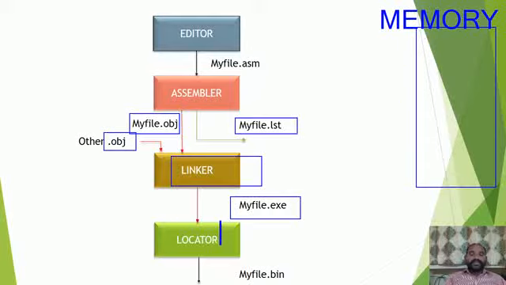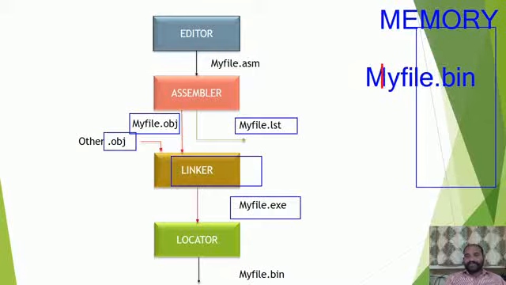So here the locator is the one which locates the memory and assigns the physical addresses, actual addresses. We used to call that an absolute address. It means this entire file, my file dot bin, is going to be stored inside this particular memory.